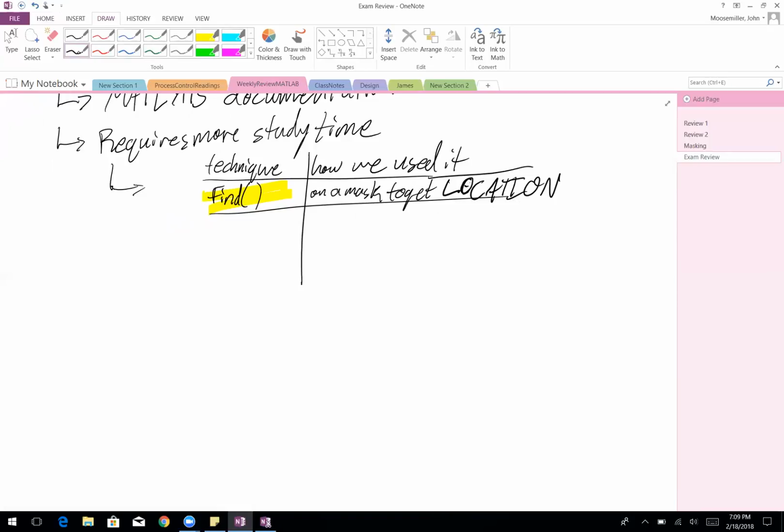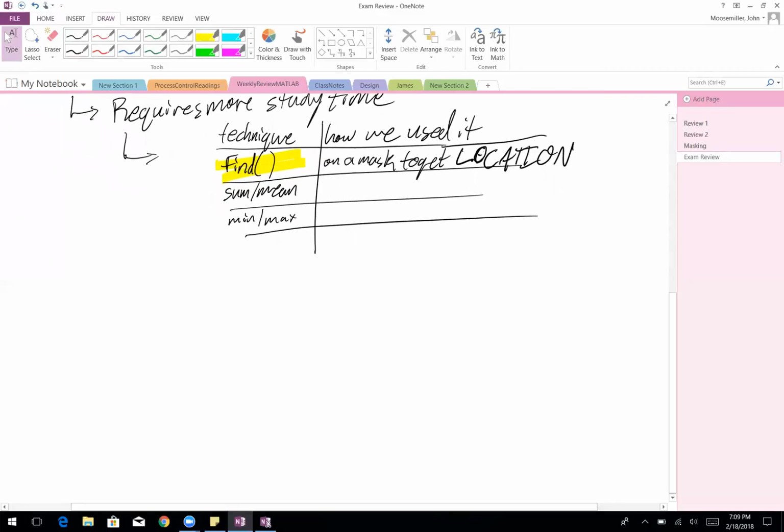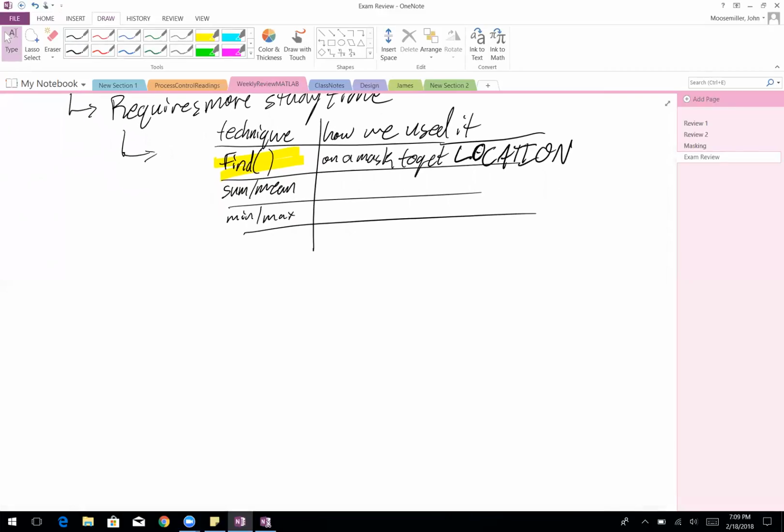Realistically, you should have something in here for each thing. Like sum and mean, right? These are similar functions. They work the same way. So that would be one line. And then min and max would be another line. Make this table yourself, and this will yield dividends. Because if you can do this, especially if you can do this without looking at MATLAB, you're going to be in good shape. And then go through everything and learn all your techniques.